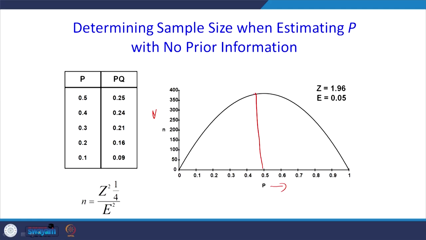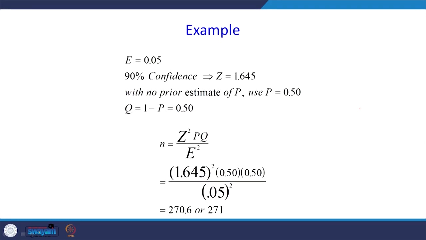So what we have to understand from here is, if you do not know the population proportion, we have to assume p equal to 0.5. Even if the value of p goes above 0.5, you see that the n value is decreasing. If the value of p goes below 0.5, that time also the value of n is decreasing. It is better to assume p equal to 0.5, so that you will get the maximum sample size.